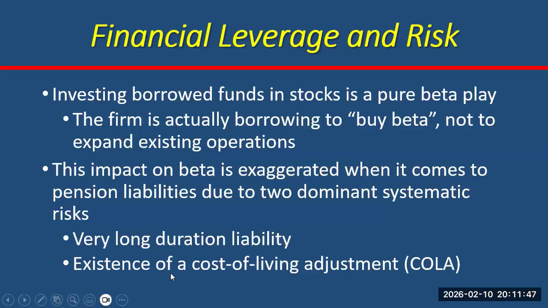And they also have a cost of living adjustment, which makes them also sensitive to inflation. It's like the worst possible liability you could have. Extremely sensitive to interest rates, sensitive to inflation. Just terrible. And you're going to take this debt on, make the firm much, much riskier, and you're going to put that in the stock market, which does what? Makes them even more exposed to the economy and interest rates and inflation. Does that sound like a good value-adding proposition for most firms?